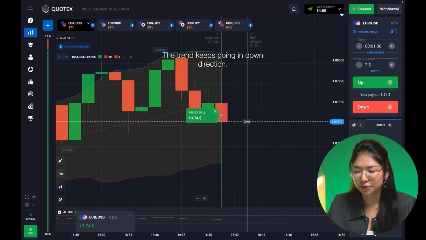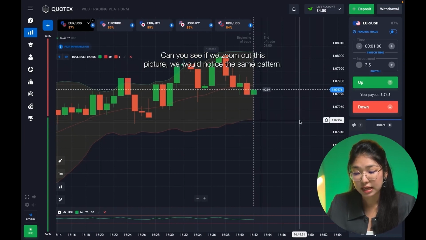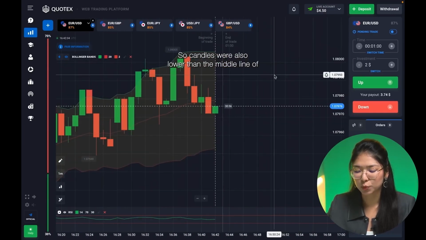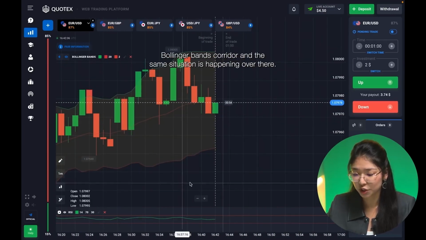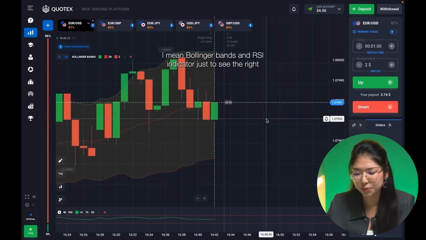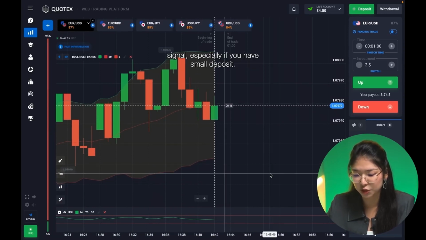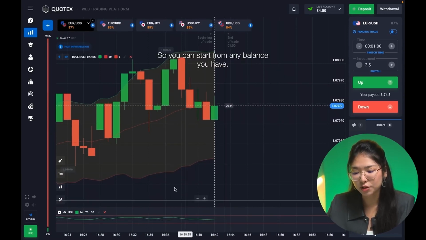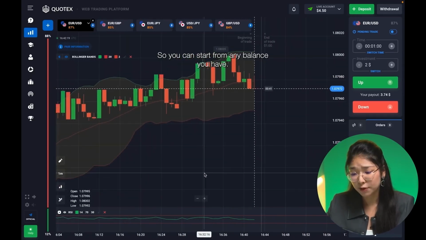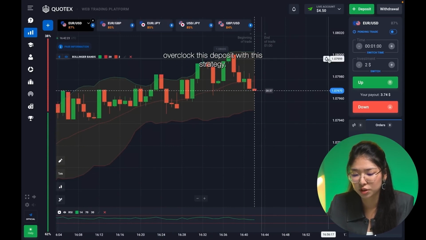So the trend keeps going in the down direction. Can you see that with zoom out of this picture, we would notice the same pattern. So candles roll along the middle line of the Bollinger Bands corridor, and the same situation is happening over there. And I think it's a perfect tool. I mean, Bollinger Bands and RSI indicators just to see the right signal, especially if you have a small deposit. And you can start from any balance you have. For example, today I started just from $1, and I will show you how to overclock this deposit with this strategy.